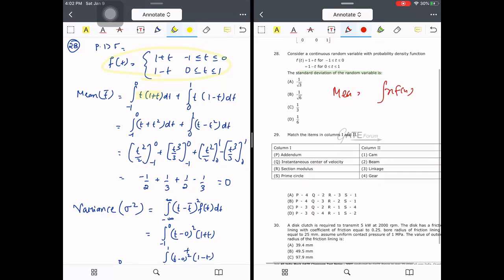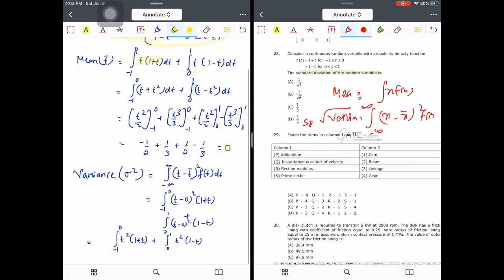t into f of t. I think the formula for the mean is integration of x into f of x. Okay, and integration of x minus x bar square f of x is the variance. Okay, so we have to find the standard deviation. Standard deviation is the square root of the variance, so whatever value we get, but first we find the mean. So the mean is integration of t into 1 plus t from minus 1 to 0, and t into 1 minus t from 0 to 1. So if you solve here, you will get the mean value as 0.